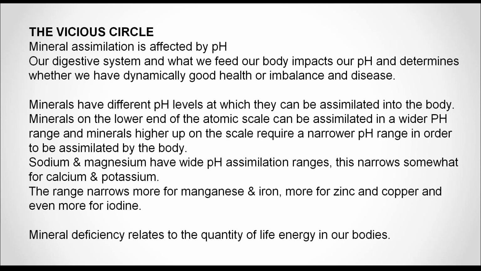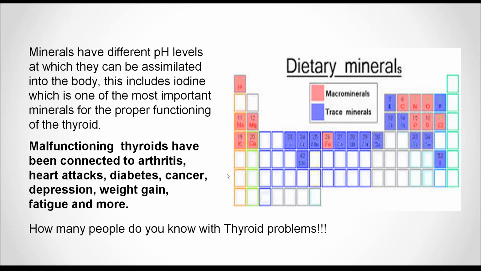So the vicious circle, mineral assimilation, is affected by pH, as we discussed earlier. Our digestive system and what we feed our body impacts our pH and determines whether we have dynamically good health or imbalance and disease. Back to those minerals. Minerals have different pH levels at which they can be assimilated into the body. Minerals on the lower end of the atomic scale can be assimilated in a wider pH range, and minerals higher up on the scale require a narrower pH range in order to be assimilated by the body. And what this means is that sodium and magnesium have a wide pH assimilation range, but this narrows somewhat for calcium and potassium. The range narrows more for manganese and iron, more for zinc and copper, and even more for iodine. Now, mineral deficiency relates to the quantity of life energy in our bodies, but more about the iodine.